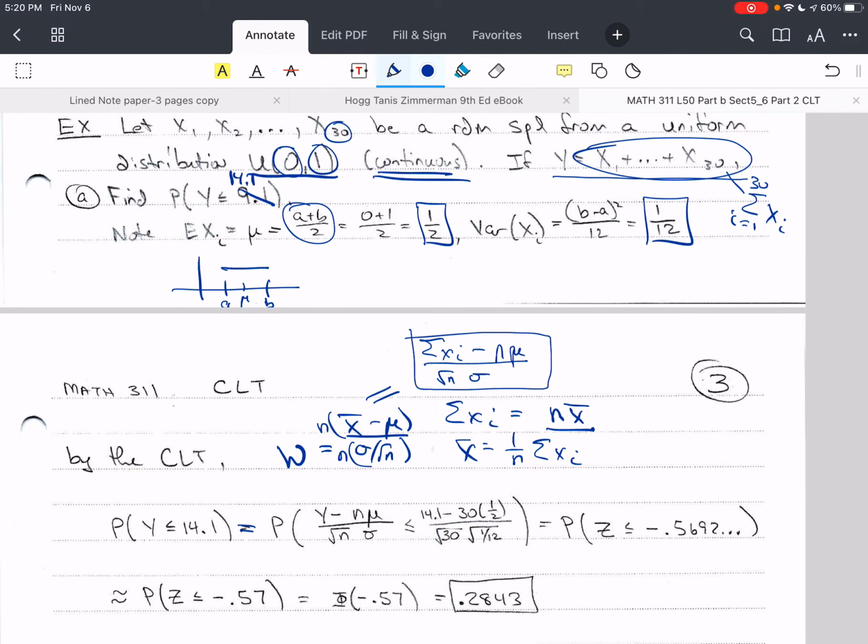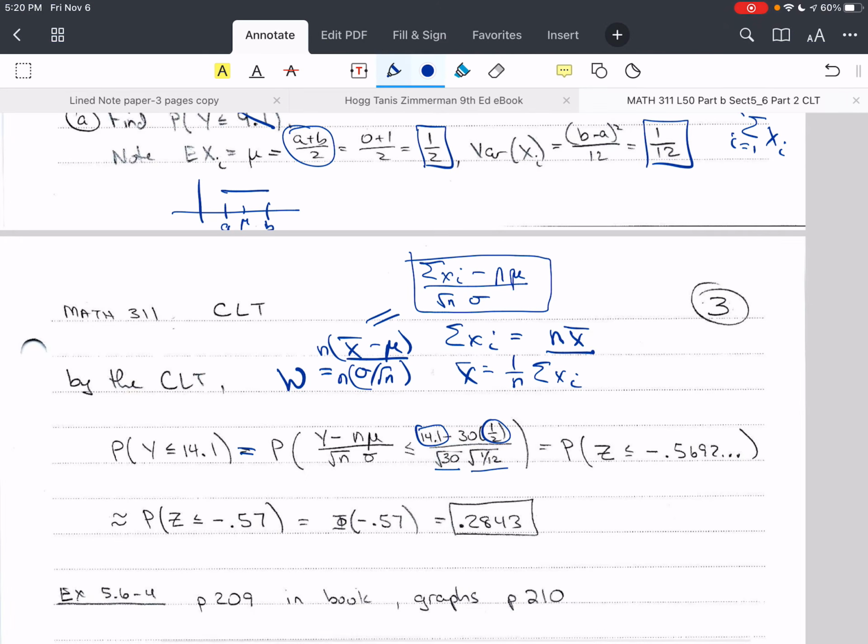Okay? So this is the transformation that I'm going to use. And remember, we're calling the sum of xi y. So I have y minus n times mu over the square root of n times sigma. And so I take 14.1 minus n, which is 30, times mu, which I found was 1/2, over the square root of n, which is 30, so the square root of 30, times the square root of 1/12. And this comes out to be a negative 0.5692, etc. So for my z-table, I'm rounding that to a negative 0.57.